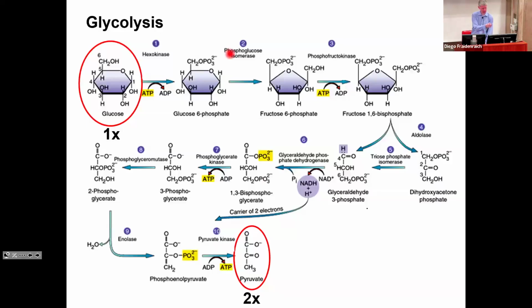Important is that one glucose will generate two molecules of pyruvate. So you go from a six carbon unit to a three carbon unit, and you have two molecules of this.